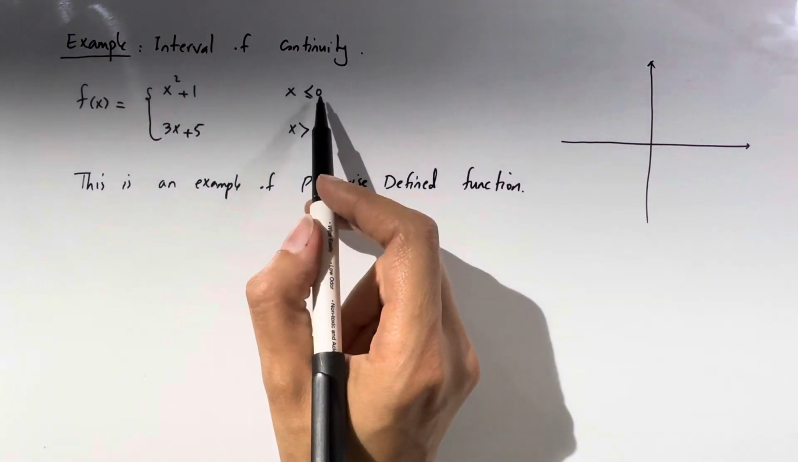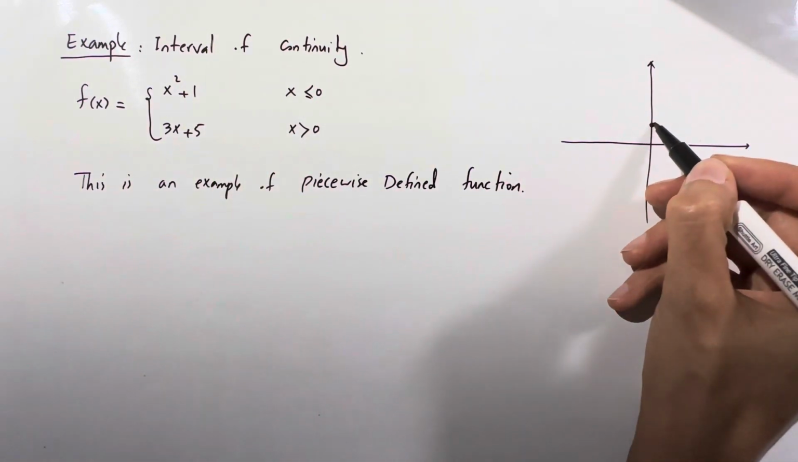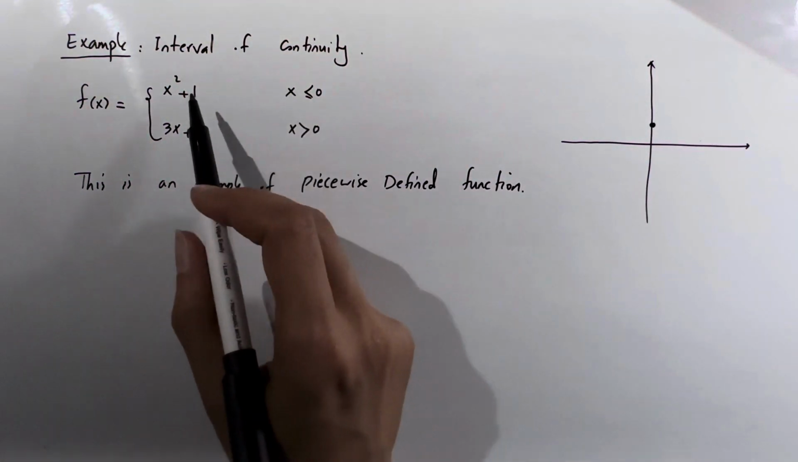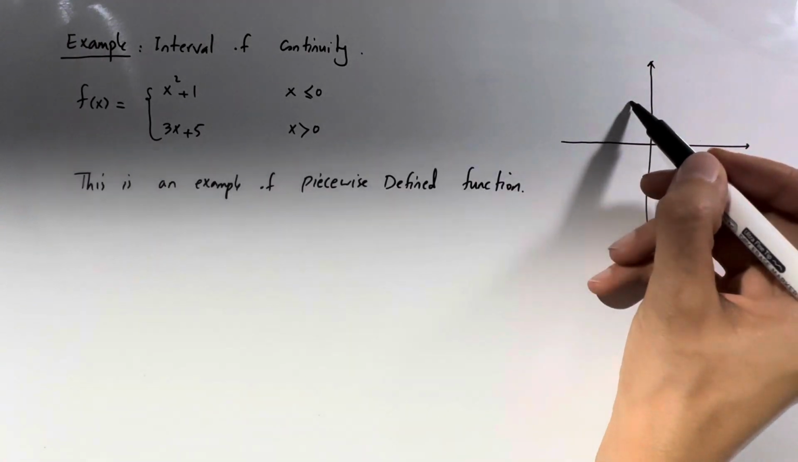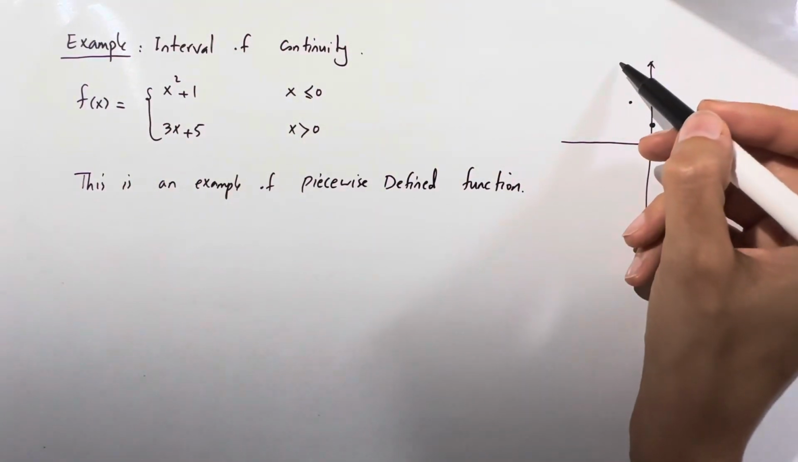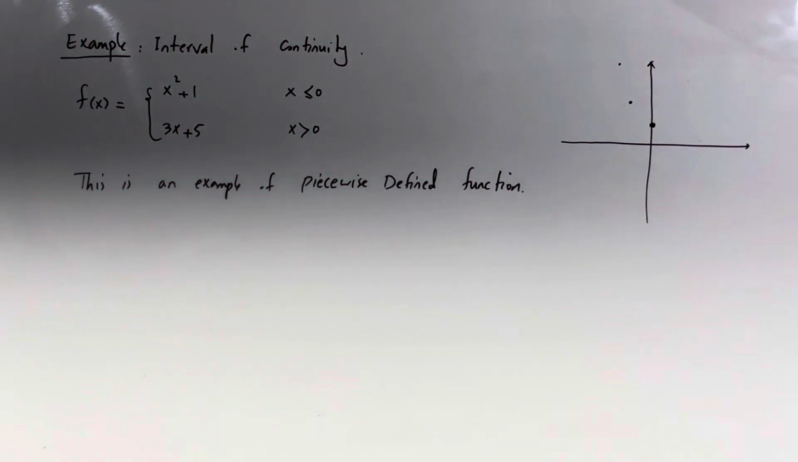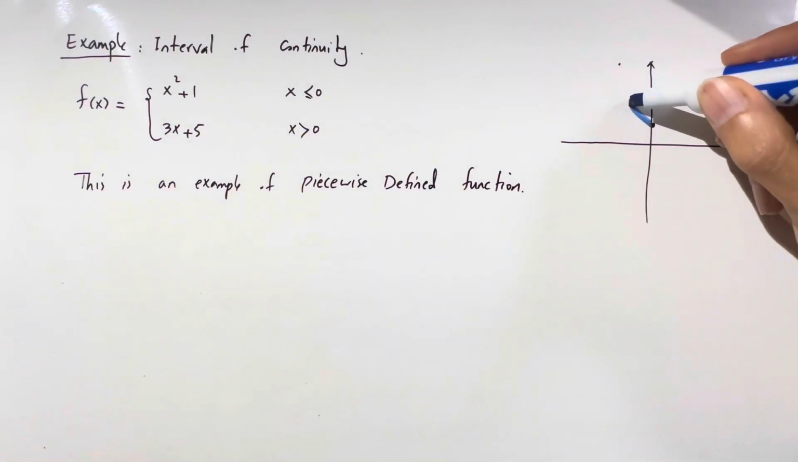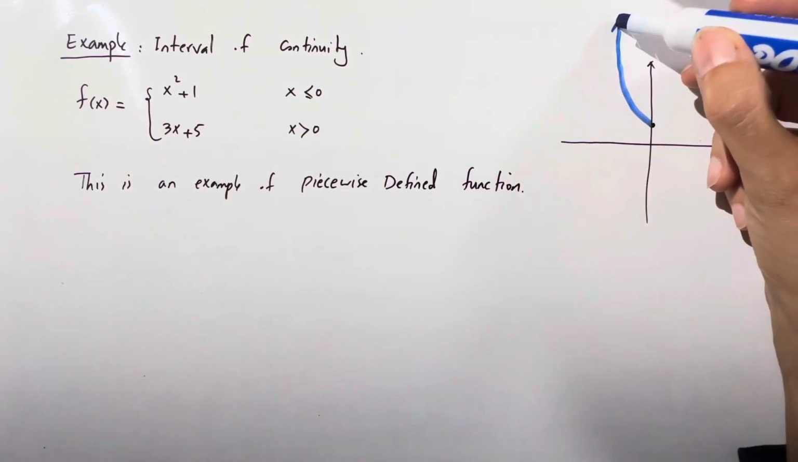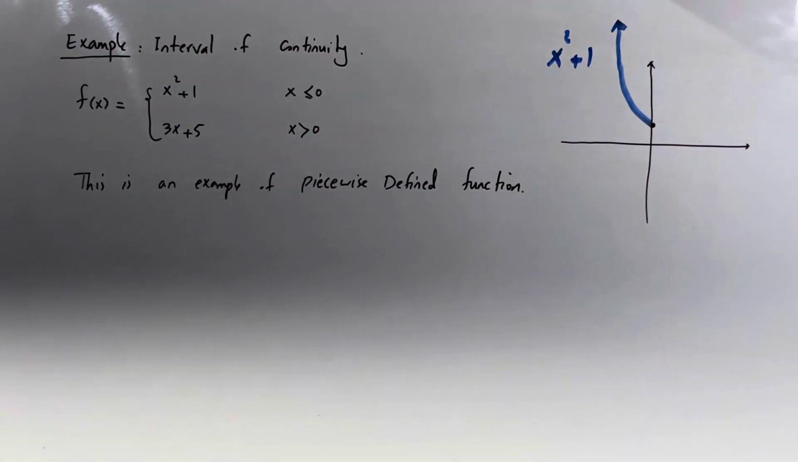When x is equal to 0, the quadratic part becomes 1. When x is negative 1, it becomes 2. When x is negative 2, it becomes 5, and so on. So let me use a different color for the left-hand side. So this is your x squared plus 1.